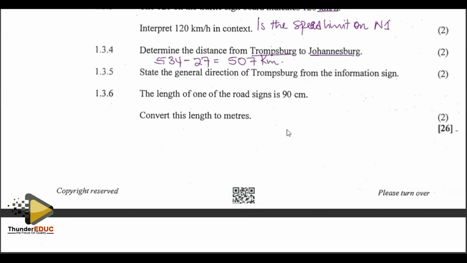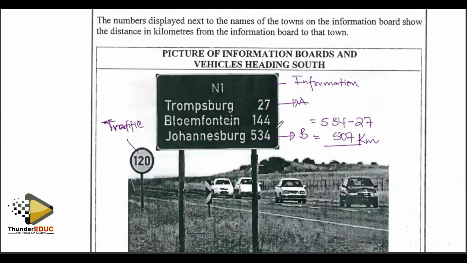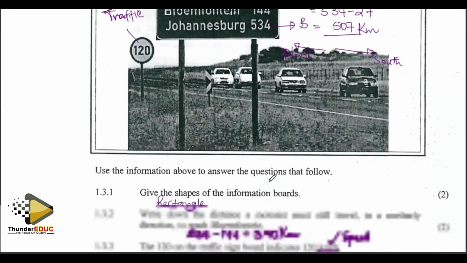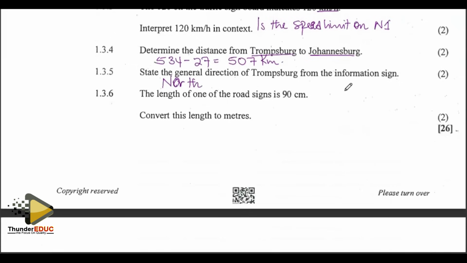State the general direction of Thompson from the information sign. General direction, definitely it's in the north, because we are heading north. And even when you look, this is on N1. Now, if the cars are heading south, that means this other side is north. The board cannot face cars that are going down. It's facing this side, the northern direction. So the cars are heading south, and the places are in the north.